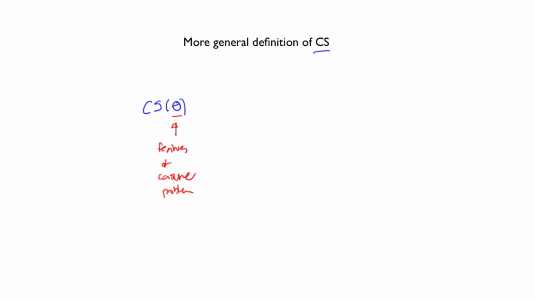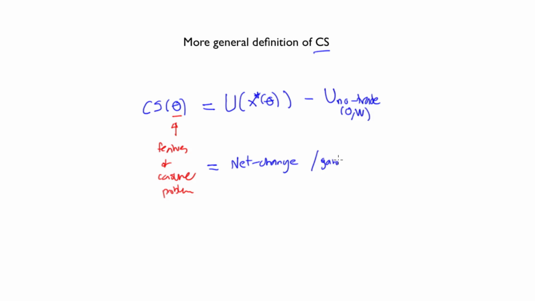And we're going to have a very similar notion as before. The consumer surplus at situation theta is just going to be the experienced utility that the subject gets when it takes the optimal action given the decision problem or situation theta that it faces, minus the utility of the no trade situation, i.e. when he is just at his initial endowment of consuming no X and W. As before, this has a nice interpretation: it is just the net change or gain in utility from taking the optimal action at situation theta.